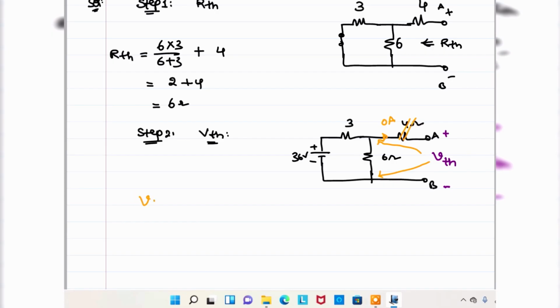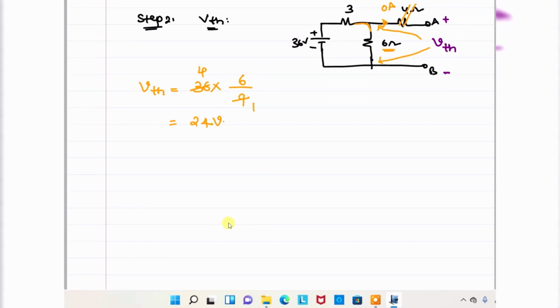So Thevenin's voltage VTH is equal to, how to find out? See here, these two are now connected in series. We can directly apply the voltage division rule: the total voltage into, you want to find the voltage across the 6 ohm resistance, that is 6 divided by the total, 3 plus 6, that is 9, times 4, that is equivalent to 24 volts. So you got Thevenin's voltage as 24.